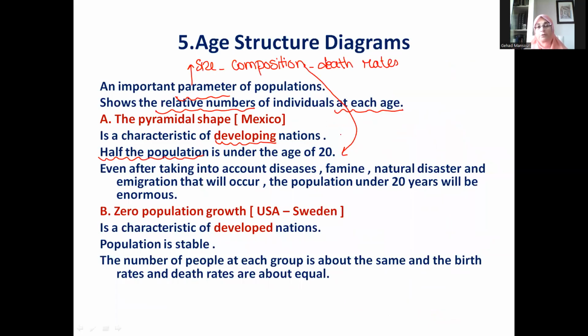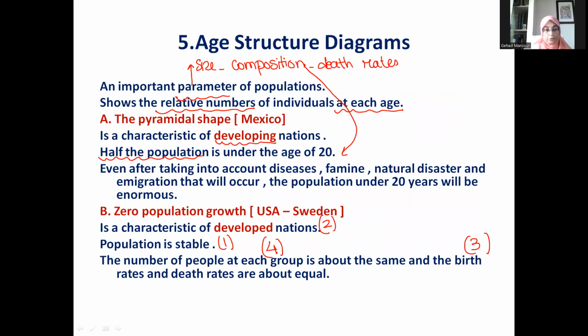Okay, so zero population growth is characteristic of developed nations. The population is stable. So what are the characteristics of zero population growth? We have a stability of the population. It is present in developed countries. The birth rate is almost equal to the death rate, and the number of people in each age interval or in each group is almost the same. Okay? These are the characteristics of the age structure diagrams in developed countries.